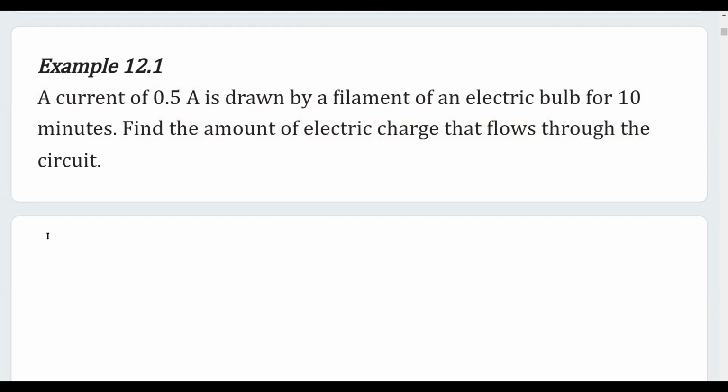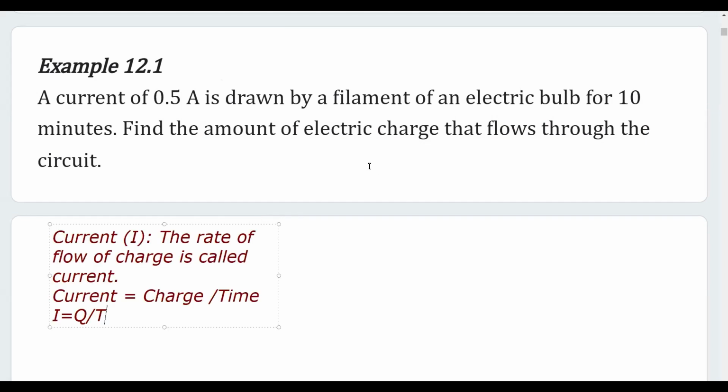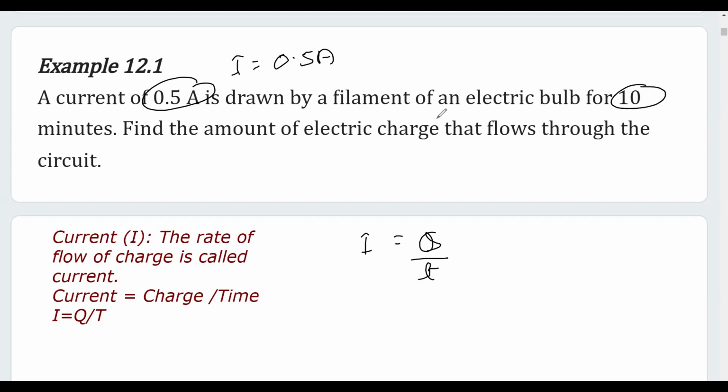So let's recall the relation we have about current and charge. As per the definition, we know that current is the rate of flow of charge. So using this relation, I can say I is equal to Q, the quantity of charge, divided by time. From this question, we have I given as 0.5 ampere. We know the time here. You can see the time is in minutes, so I'll write time as 10 into 60, that is equal to 600 seconds.